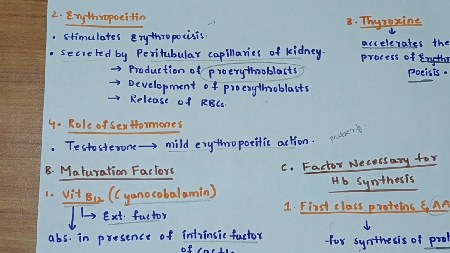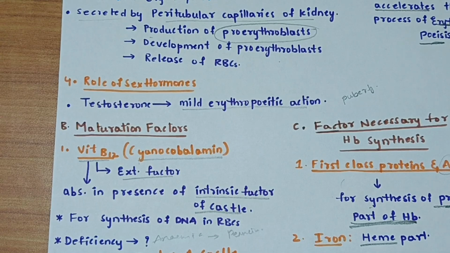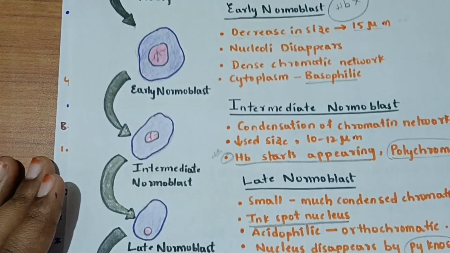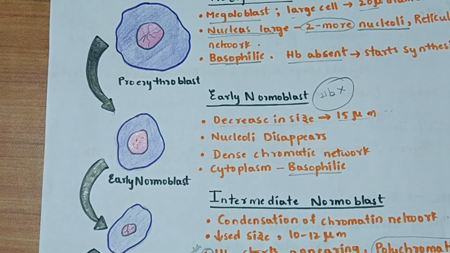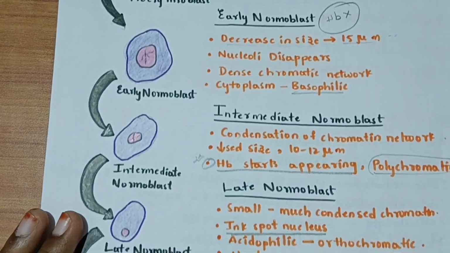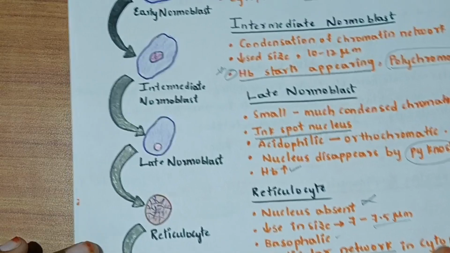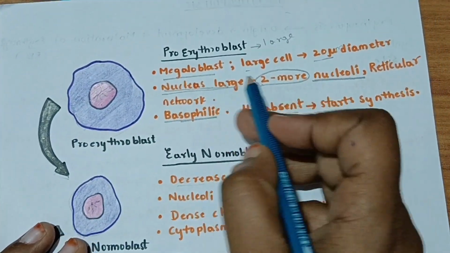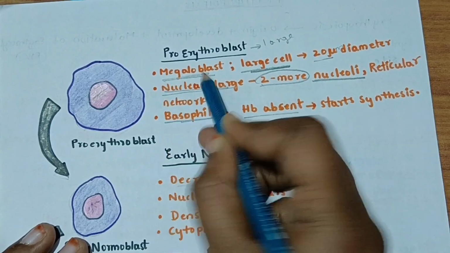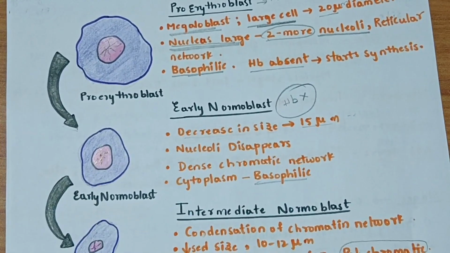There are stimulating factors, there are maturation factors, and there are factors necessary for the synthesis of hemoglobin. There are 6 stages: the pro-erythroblastic stage, early normoblastic stage, intermediate normoblast, late normoblast, reticulocyte, and mature RBC. In the pro-erythroblast, remember that it is the largest cell, it is a megaloblast, with a nucleus. These are the main important points.